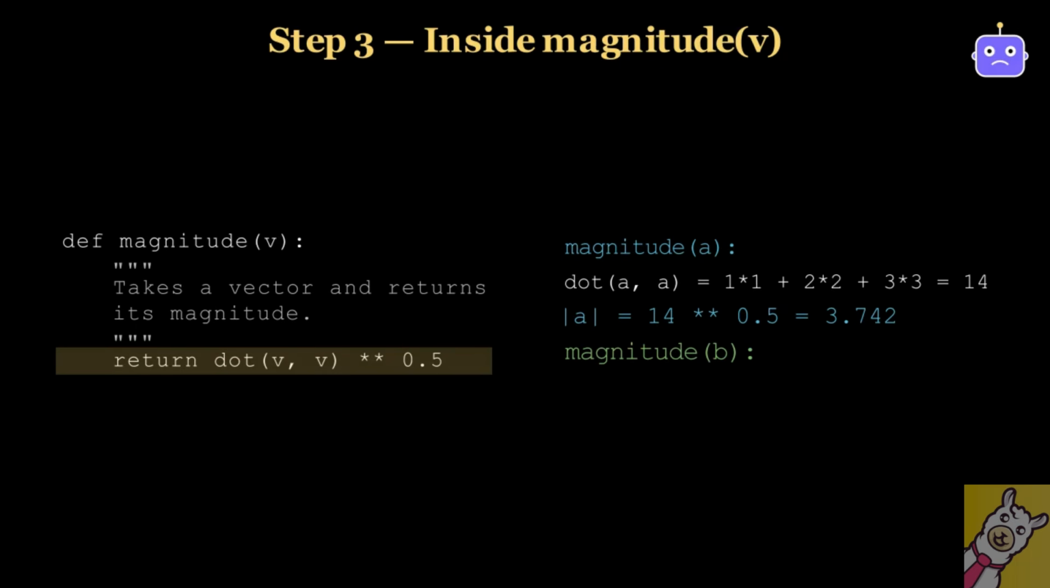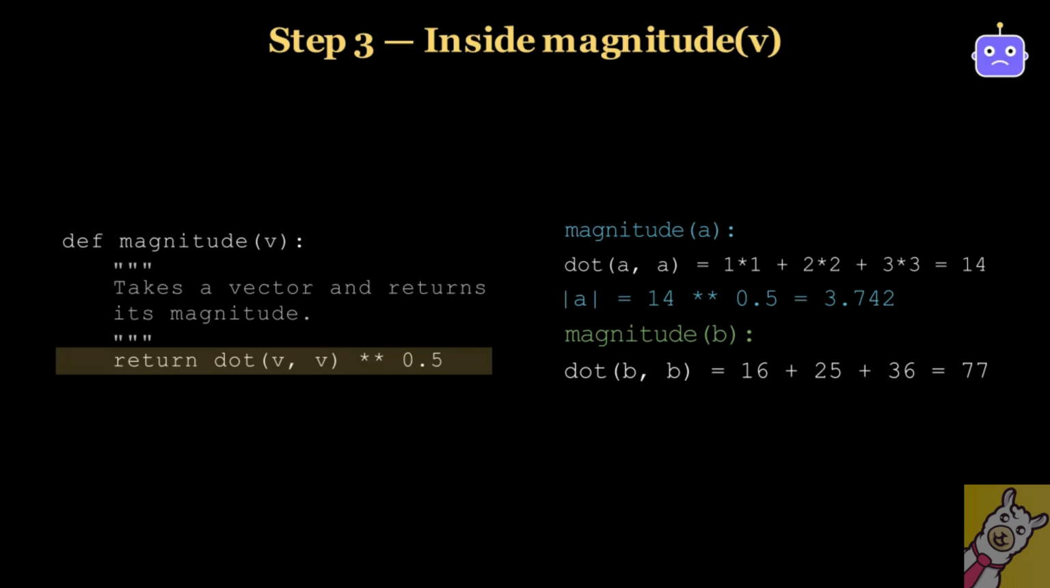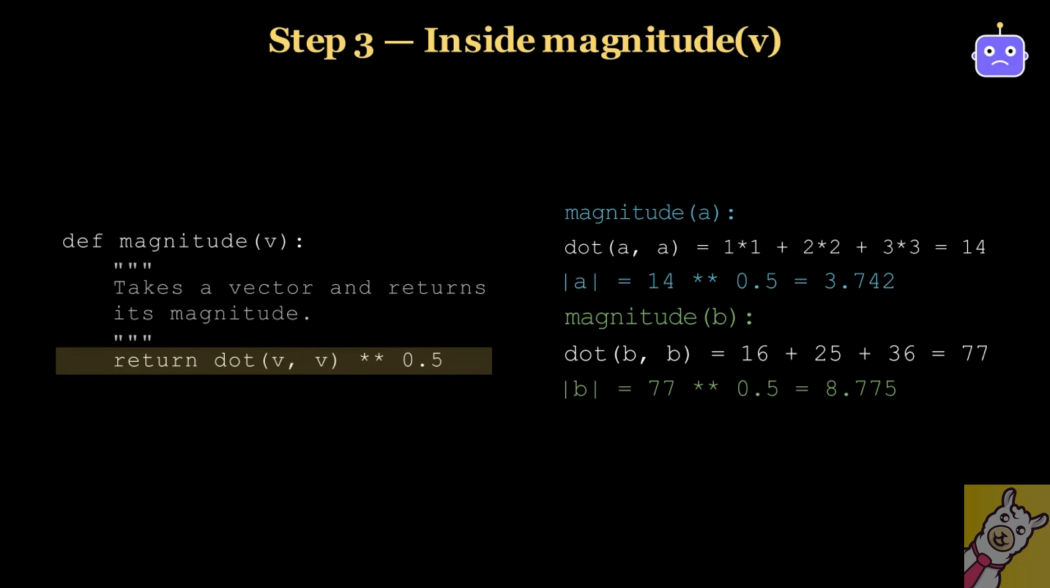For vector B, we calculate its dot product with itself. That gives us 16 plus 25 plus 36, which equals 77. The square root of 77 is approximately 8.775. So the magnitude of A is 3.742 and the magnitude of B is 8.775.